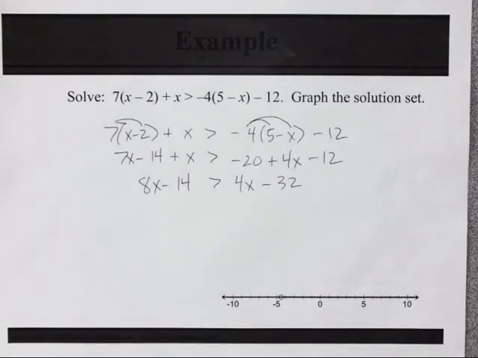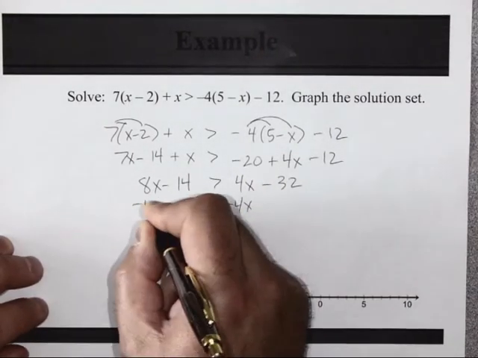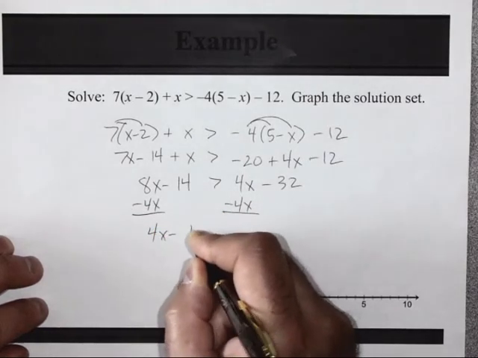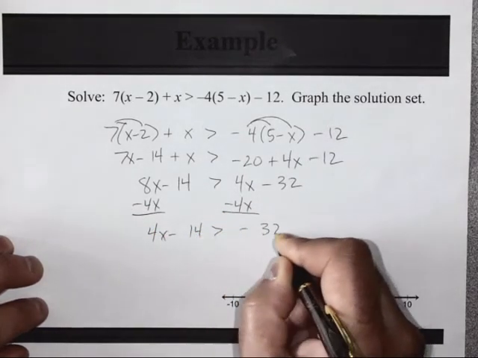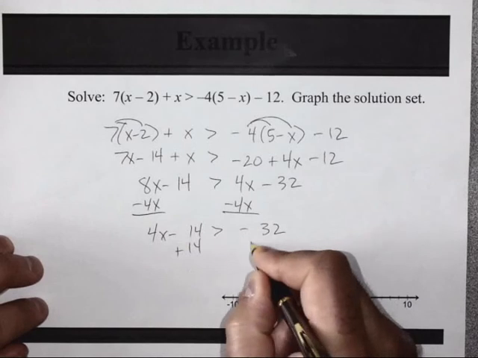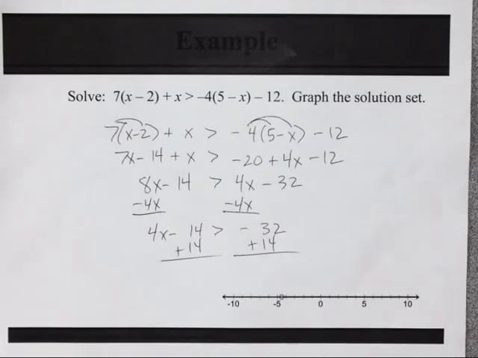Then get the x isolated. Like I said, I'd bring it over to the left-hand side. So 4x minus 14 is greater than -32. Use your adding, subtracting inverses here. Then we are going to combine those.